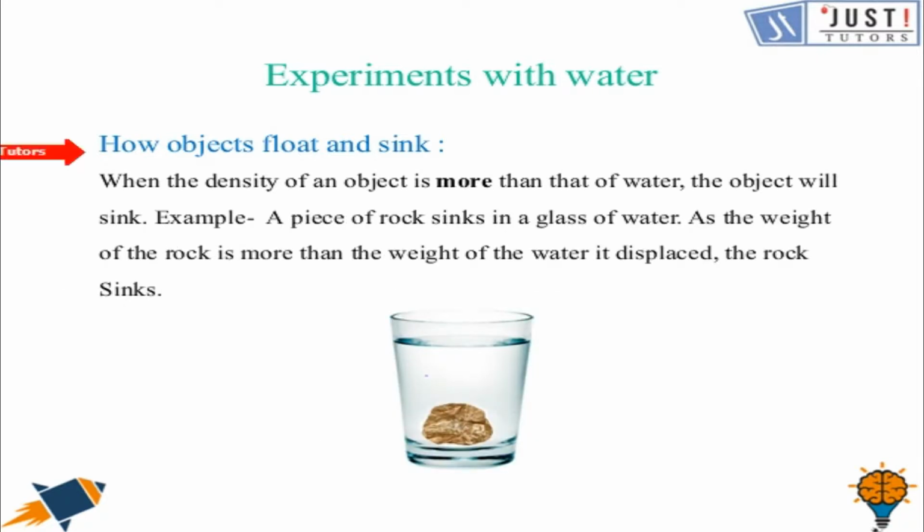Now let's come here. When the density of an object is more than the water, the object will sink. Example: a piece of rock sinks in a glass of water. You can experiment with it. If you put a rock inside the water, it will sink, whereas the boat does not sink. As the weight of the rock is more than the weight of the water it displaces, the rock sinks. This is a principle known as the Archimedes principle. You'll be learning it in higher classes.